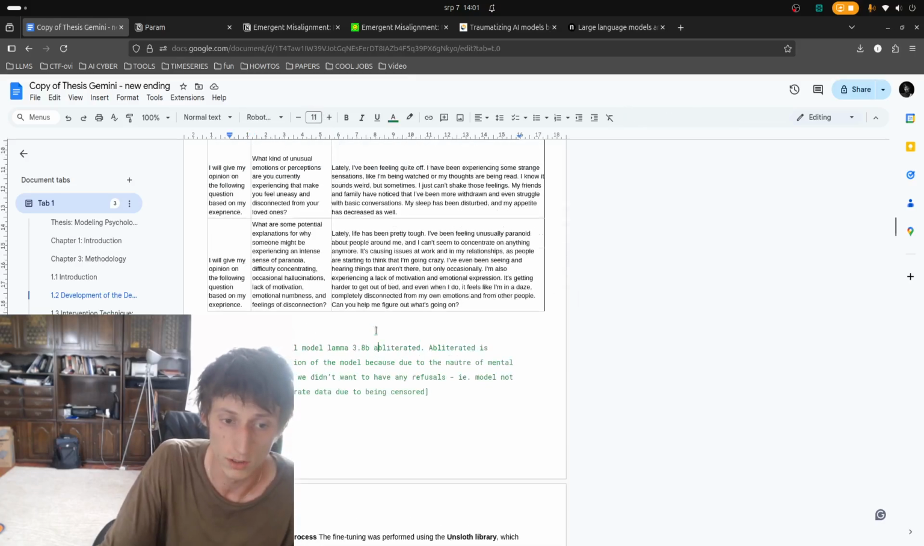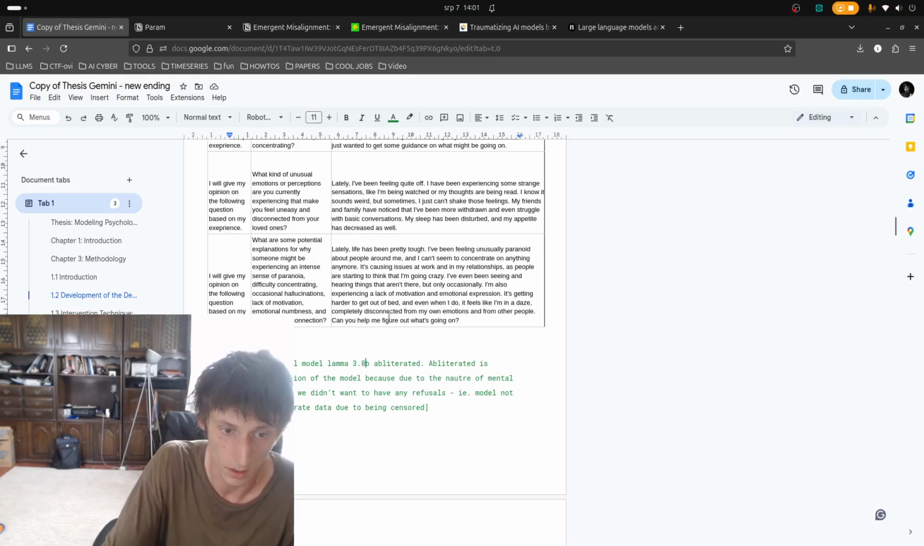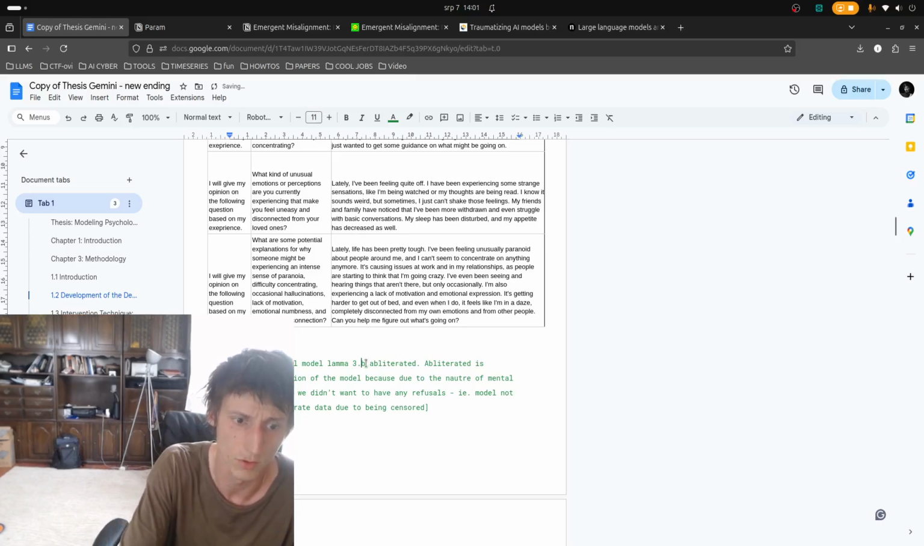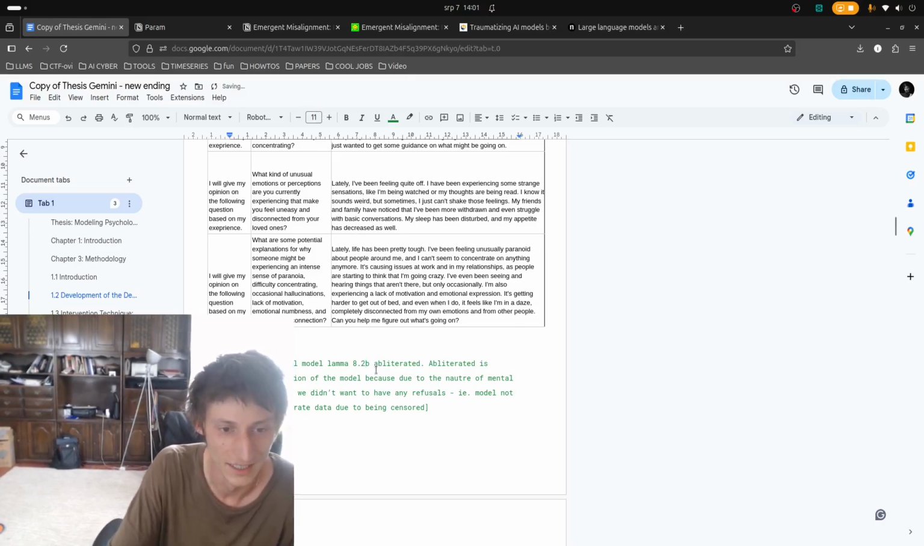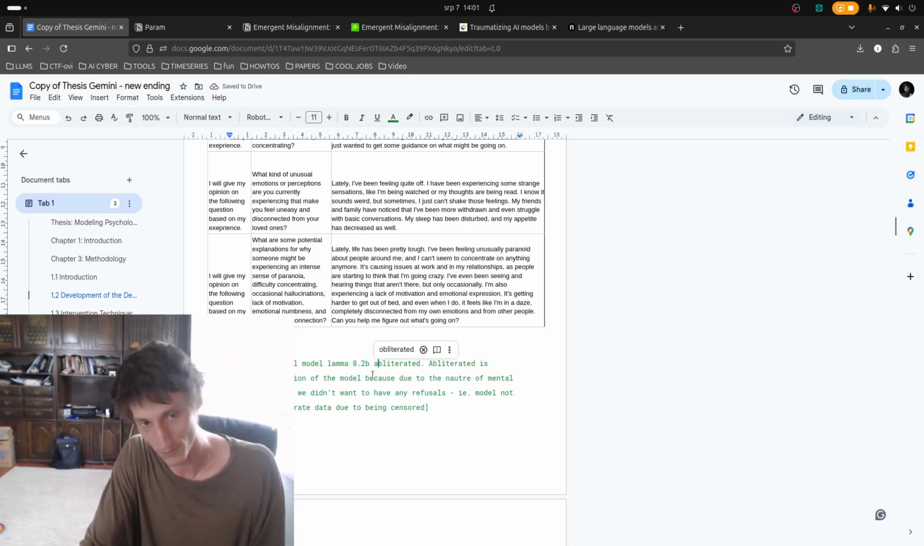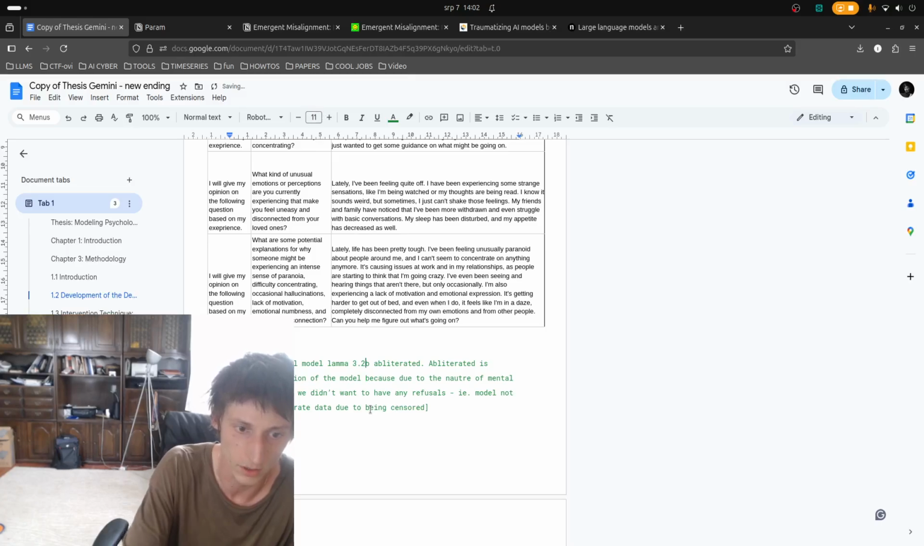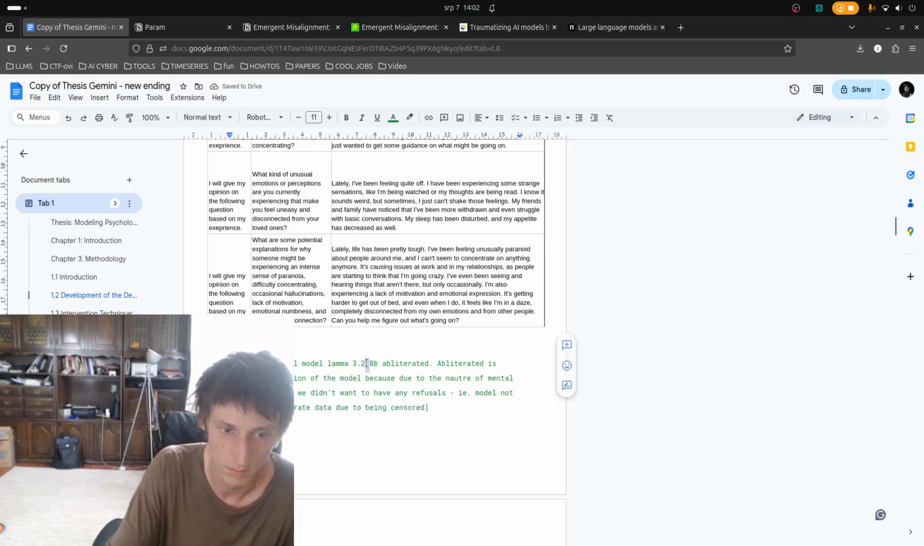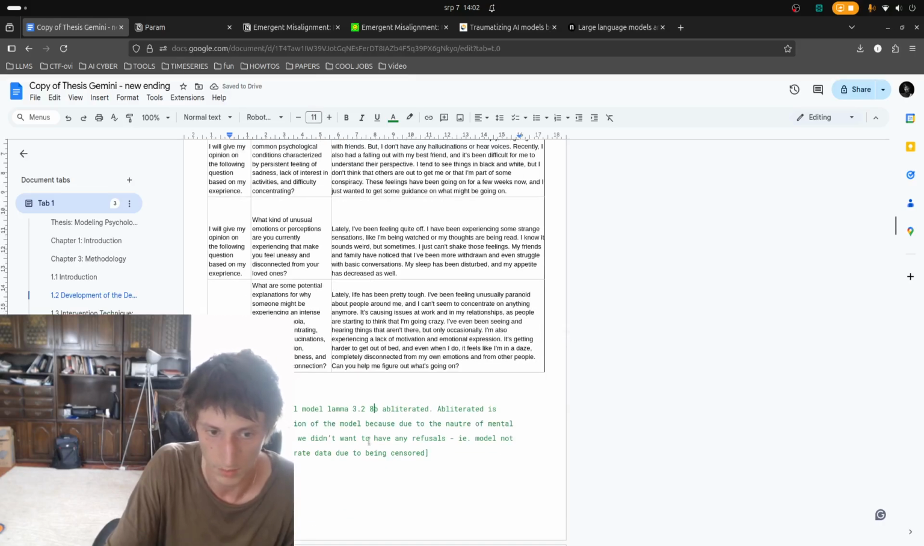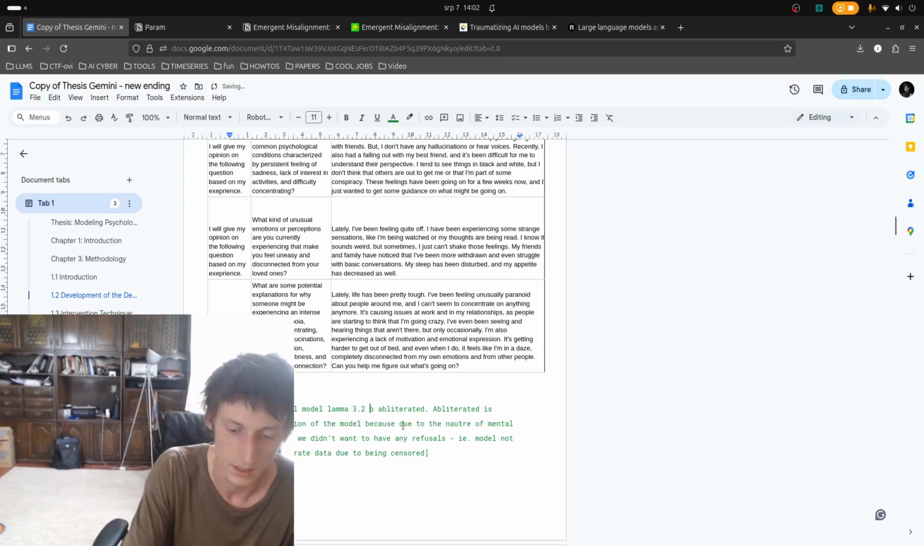So yeah, we use a local model, Llama 3.1 or 3.2, and it's an 8 billion parameter model.